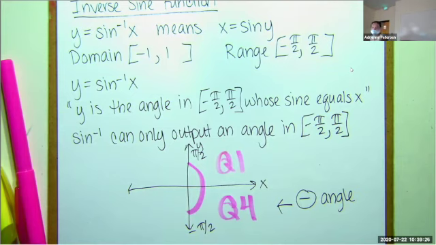Any questions so far? Okay, so now what we're going to do is exactly the same thing for cosine and exactly the same thing for tangent. We will not define inverse secant, inverse cosecant, or inverse cotangent. Those are not commonly used.